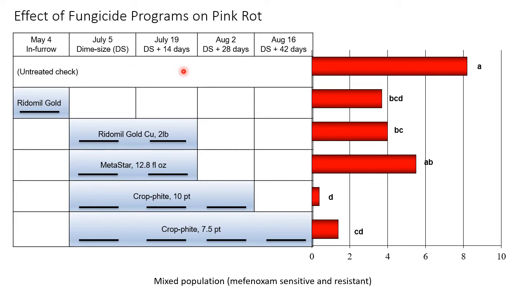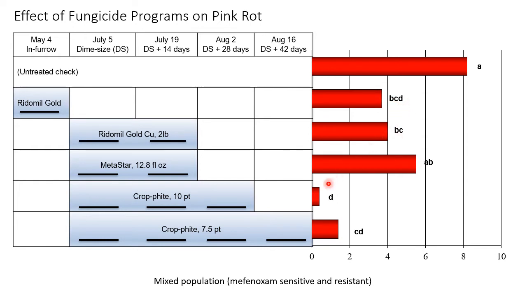So in the untreated check, this row showing the applications that were made at those timings, nothing was applied, and we had a little over 8% pink rot. Using Ridomil Gold in furrow gave me approximately 50% reduction. So this is even in the presence of sensitive and resistant isolates. When I used a foliar application, I had very, very similar results with Ridomil Gold Copper. When I use Metastar, and I will point out Metastar is actually metalaxyl, whereas Ridomil Gold and Ridomil Gold Copper are mefanoxam, and there is a slight difference between those, it was not statistically different from the check, but it was also statistically similar to the mefanoxam products.